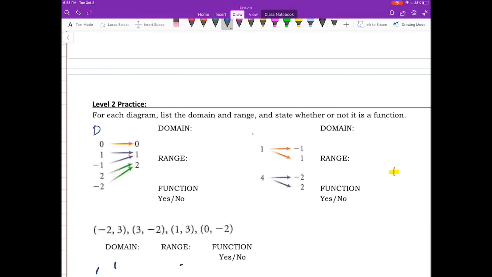Okay, so this is called your domain. This is called your range. You push this button, what did you get? 0. You push this button, what did you get? 1. You push -1, what did you get? These are like all your sodas over here. That's called your output. So what is your domain? 0, 1, -1, 2, -2.